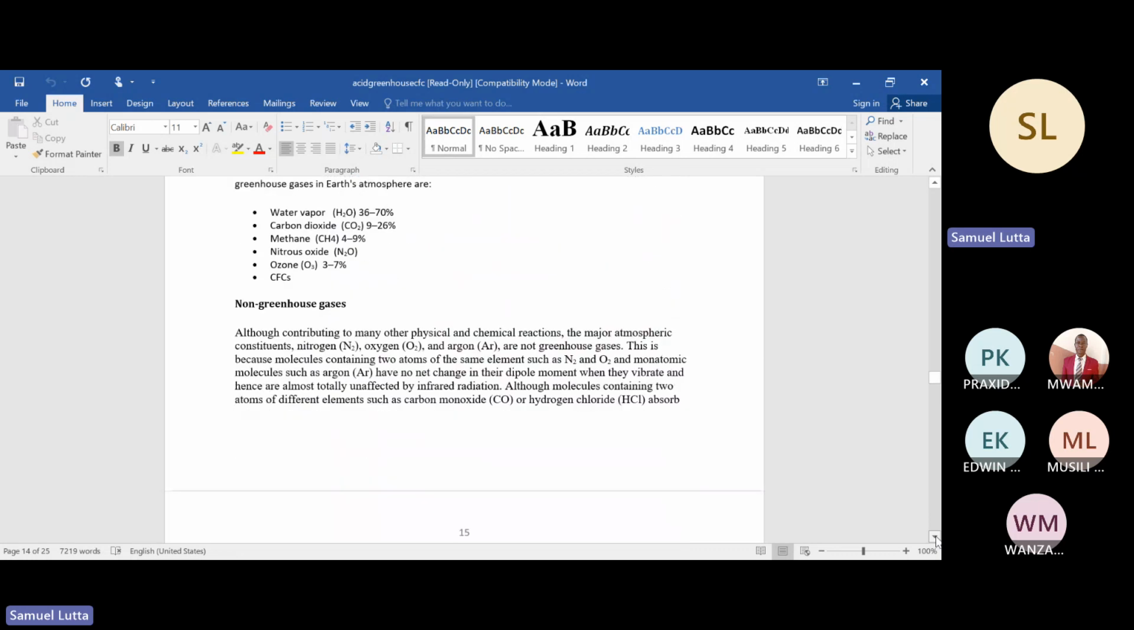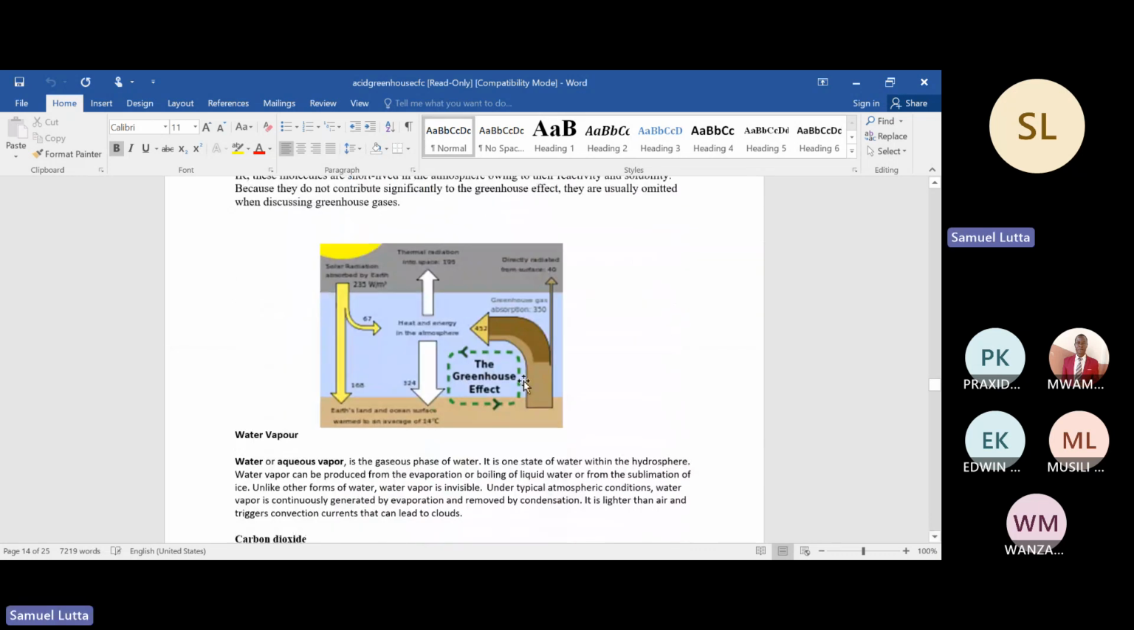Let me just show you what we were talking about here. So this is what happens. We have the radiations from the sun. They normally hit the surface. When they hit the surface, they are reflected back. But you can see when you have these greenhouse gases, after they have hit the surface, they are not reflected back, but they are blocked from going back into the atmosphere. And this is what now causes the greenhouse effect. When you have those gases, they'll prevent this radiation from going back. And the effect is an increase in the temperature of the Earth.